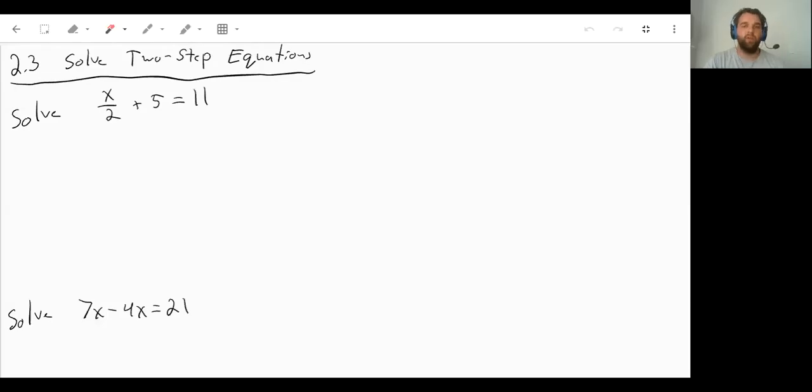Welcome to lesson 2.3, solve two-step equations. So this is just like the last lesson, except now instead of only solving everything in one step, it's now going to take 2 steps for us to get to the end.